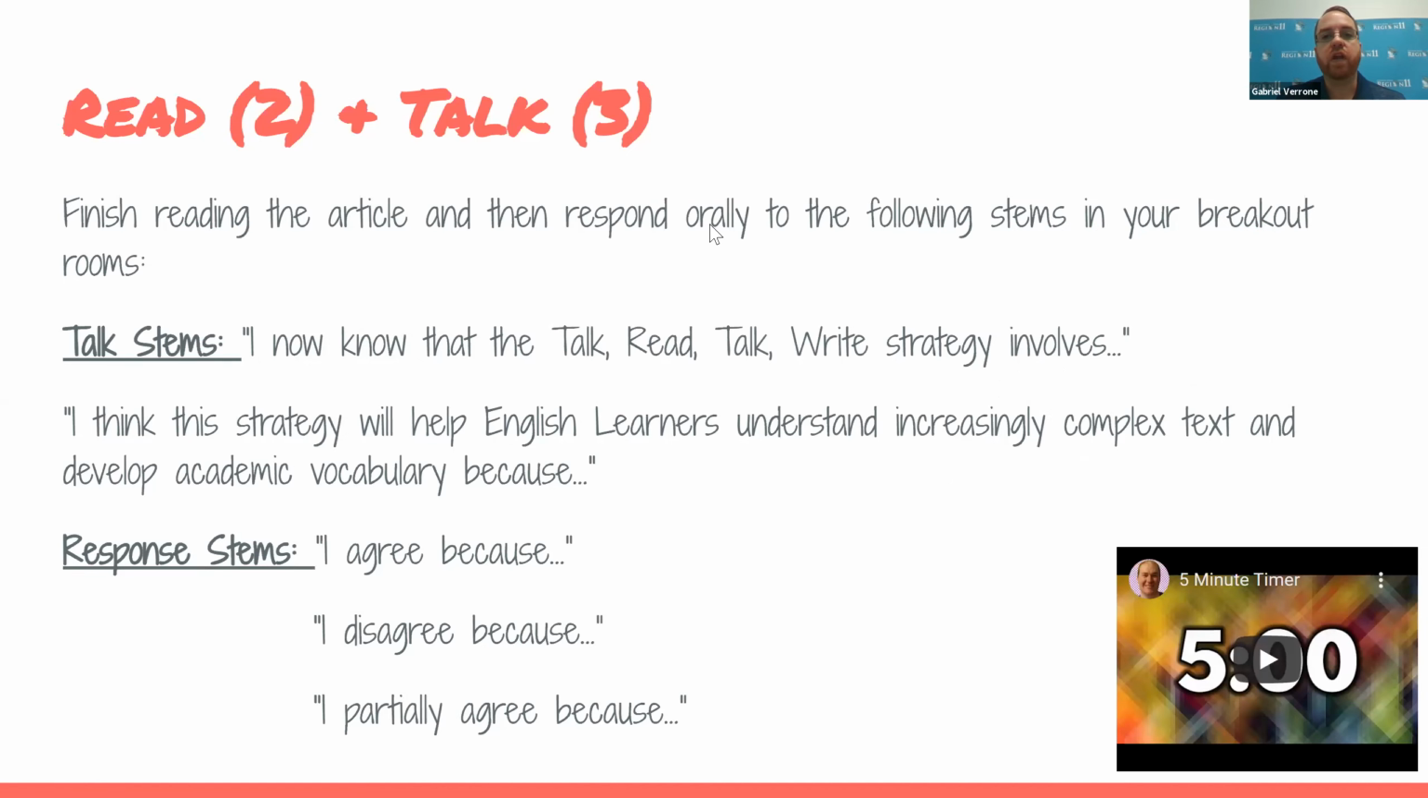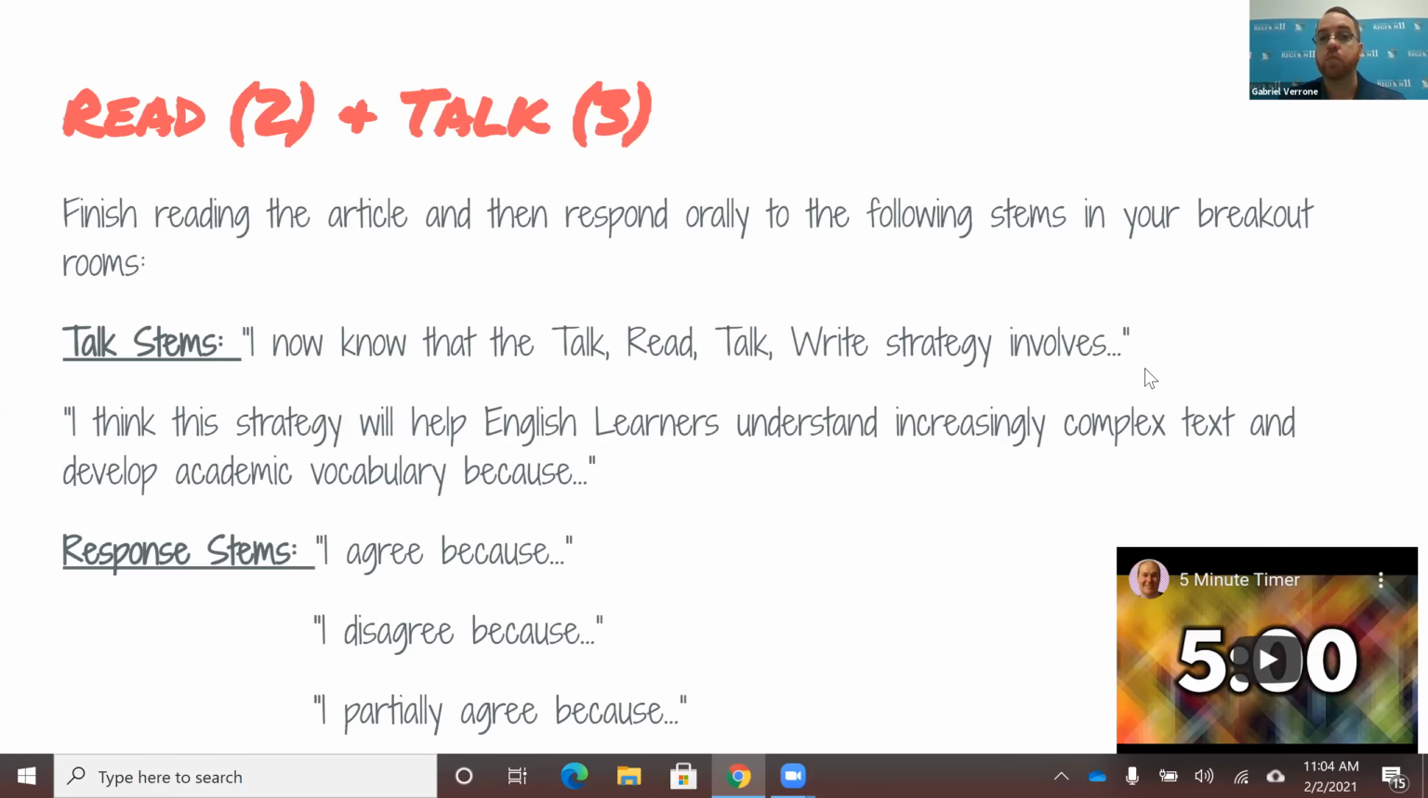So, obviously, now the reason I have talk 3 is because in the original, I did a separate presentation on this and I had an intermediate talk, but for sake of time, I cut that out. So you're going to respond to this stem. I now know that the talk, read, talk, write strategy involves blank, right? You're going to update your knowledge based on what you just read. And you're going to respond to the same stem, excuse me. I think this strategy will help English learners understand increasingly complex text and develop academic vocabulary because, all right?